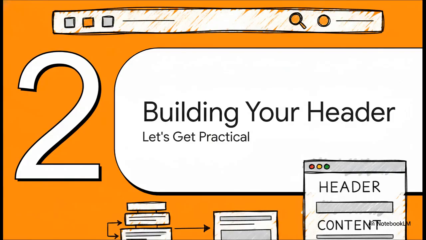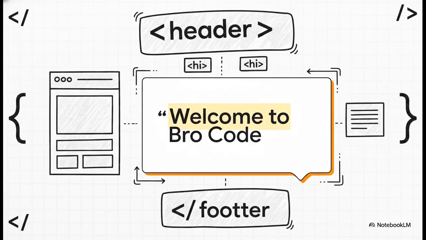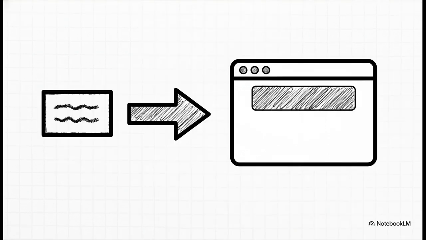Okay, enough theory. Let's get our hands dirty and actually start building our header. So first thing we're going to do is put an H1 tag inside our header container. The H1 is always your most important top-level heading. So putting the main title of your site, like, Welcome to Brocode, right inside the header makes perfect sense. And boom, just like that. Those two simple lines of code give us a nice, clean title right at the top of our page. It's a simple start, but a really powerful one.